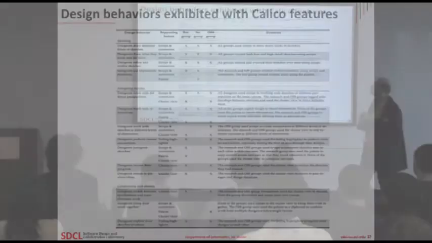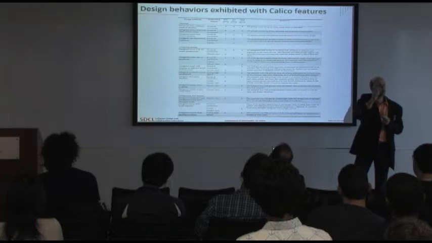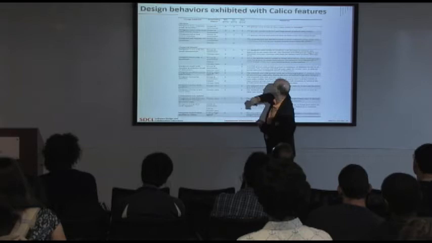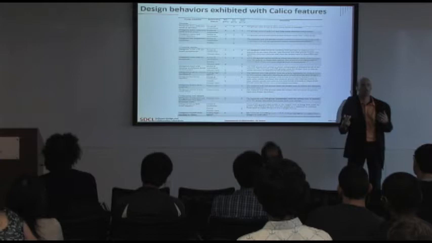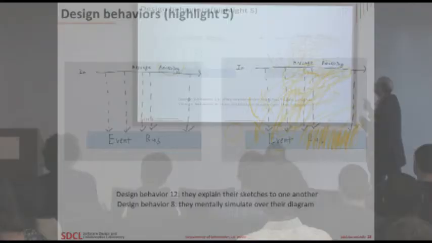The behaviors, when we started tracking and analyzing what they did, we could see that the research group did almost all of the behaviors with the features. The interaction design group didn't do some of them, partly because they were co-located. And the open source group, the commercial company, did many of these behaviors again with the features that we designed. So the features actually supported them in what they wanted to do. And I just want to show one, because they talked about drawing in the air, right?